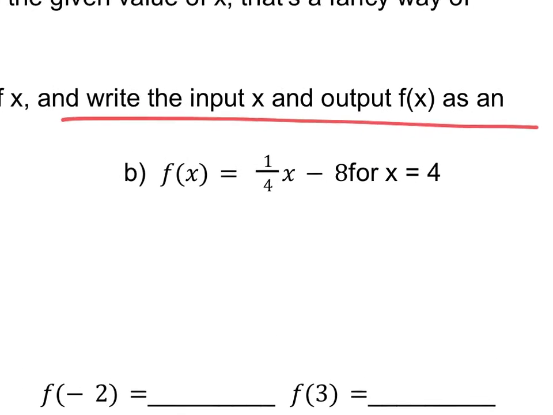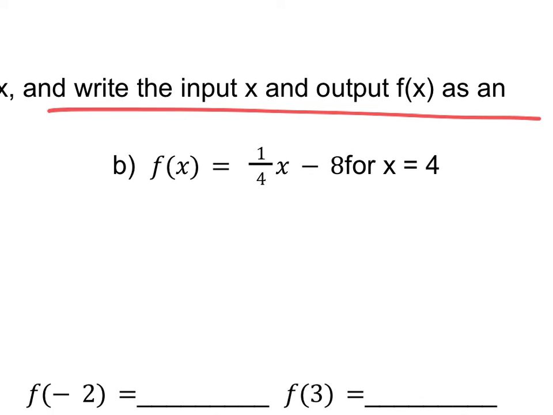Okay, this one, same thing. Plug in that 4 for our x. So I have 1/4 times 4 minus 8. If you're not sure about your fractions, put it in a calculator. Those cancel, and this turns into 1. So 1 minus 8 would give me -7. So the ordered pair would be (4, -7).